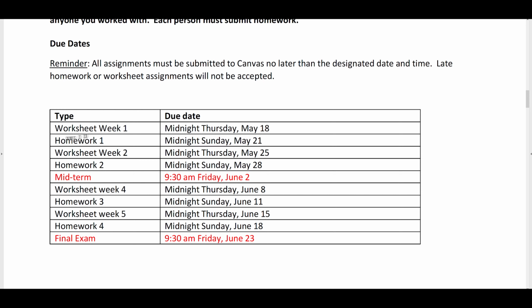So we have a worksheet on Thursday and a homework on Sunday in week one, then a worksheet on Thursday and a homework on Sunday in week two. The midterm will be on Friday during our regular review session time on June 2nd. There won't be any worksheet or homework due that week. Then we will have a worksheet and homework the following week and a worksheet and homework the week after. The final exam will, as I said, be on the very last day of the course, Friday, June 23rd.